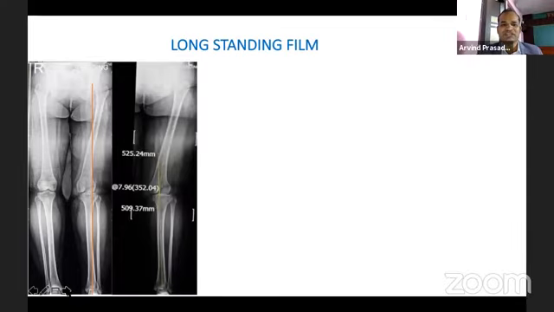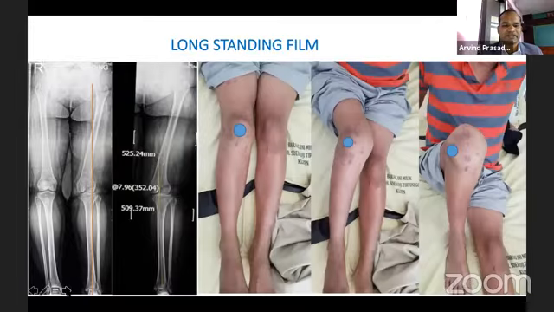The next is a long standing film to look for the valgus. Like this, there was a valgus, a little bit of valgus in comparison to this side. And as the knee gets flexed, you can see there is subluxation of patella.